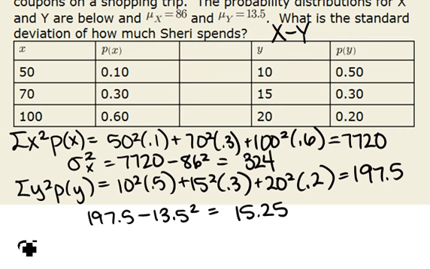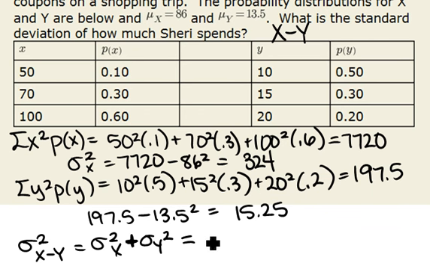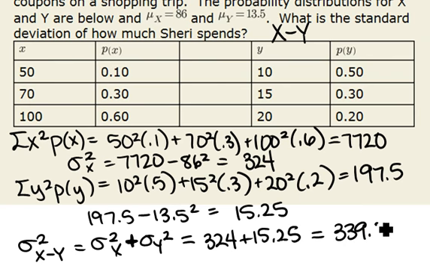Now we have a rule that says if you want the variance for a combination that's written as x minus y, you take the variance of the x's plus the variance of the y's, and this should be a plus, not a minus. We do this in terms of variances first because that's how the rules are given, and then we'll get the standard deviation at the end by taking the square root. So the variance of x minus y will add the two variances that we got separately, and these are 324 and 15.25. So the variance that we get for x minus y is 339.25.